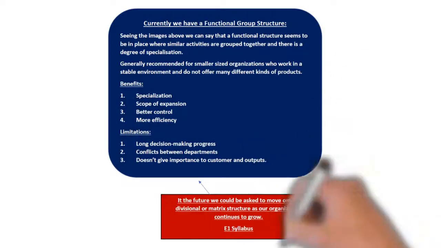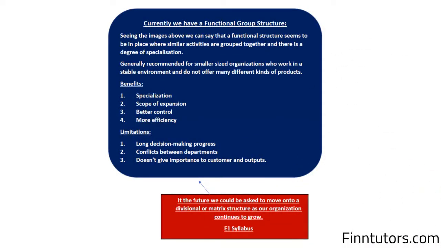So as we said, it's a functional structure. So seeing the images above, we can say that a functional structure seems to be in place where similar activities are grouped together and there is a degree of specialization. All finance activities grouped under the finance director, IT activities grouped under the IT director, and it creates a degree of specialization. Now, it's generally recommended for smaller sized organizations who work in a stable environment, who don't offer many different kinds of products or services.